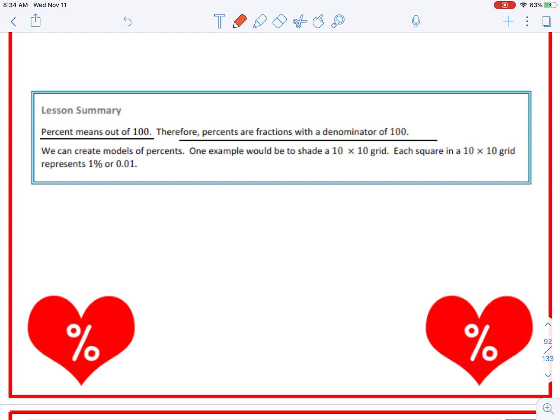So if I have 4 over 25, to figure out this percentage, I could put this over 100. 25 times 4 equals 100. So I have to multiply 4 times 4, and that would give me 16 over 100. So that would be 16%.